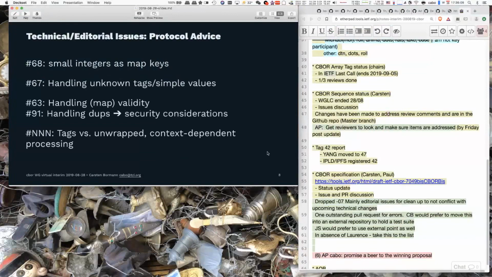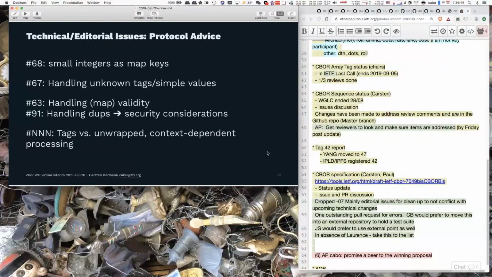Then we have the whole issue of what kind of advice we give to designers of CBOR-based protocols. And there are a number of issues there, some of which are really hints for good practice. And I'm not so sure how far we actually want to go there. So the small integers as map keys, that's certainly something that should be said, but maybe we actually have too much text for that at the moment.